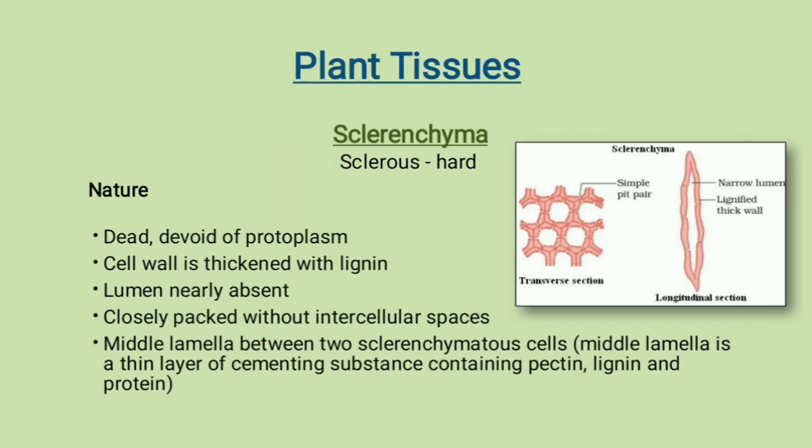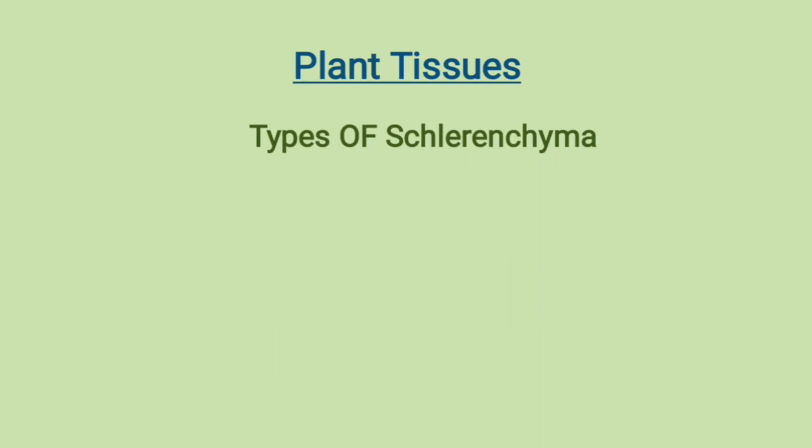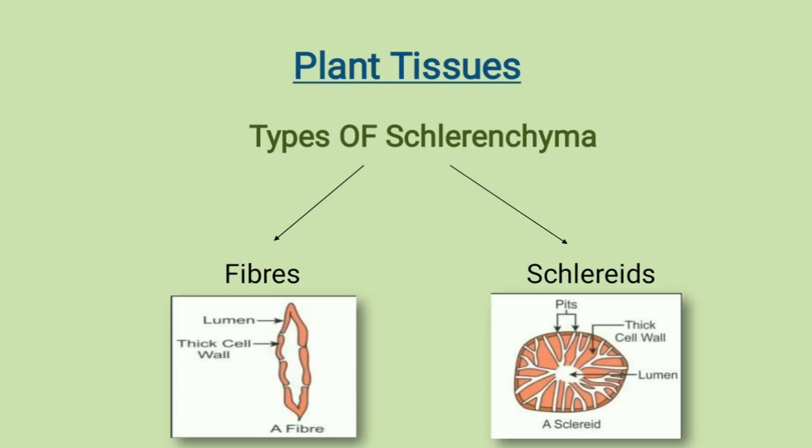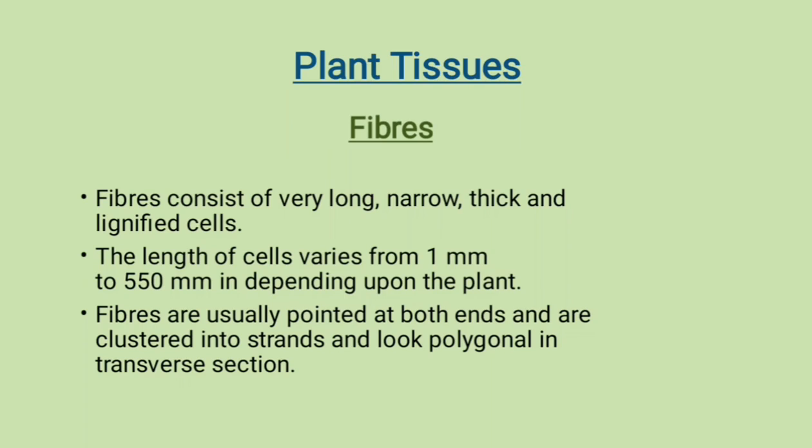A conspicuous middle lamella exists between two sclerenchymatous cells. Middle lamella is a thin layer of cementing substance containing pectin, lignin and protein. It occurs between cell walls of two adjacent plant cells. If this is one plant cell and this is one plant cell, then middle lamella is present here somewhere between two plant cells. Okay? Now, sclerenchymatous tissues are again further divided into two types. The first one is fibers and the second one is sclereids. The cells present in fibrous tissues are long, narrow, thick and lignified.